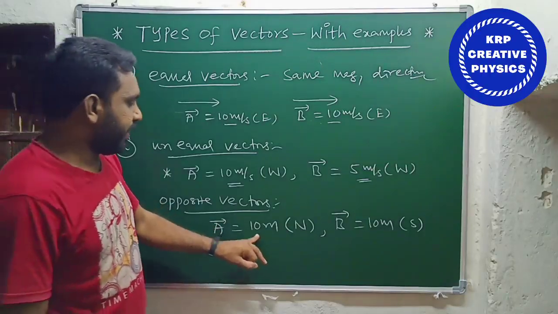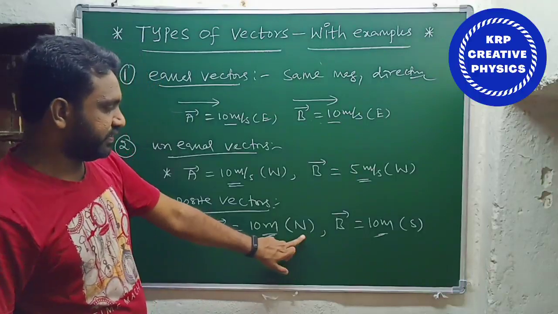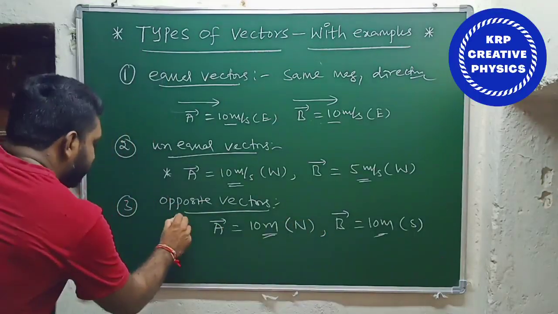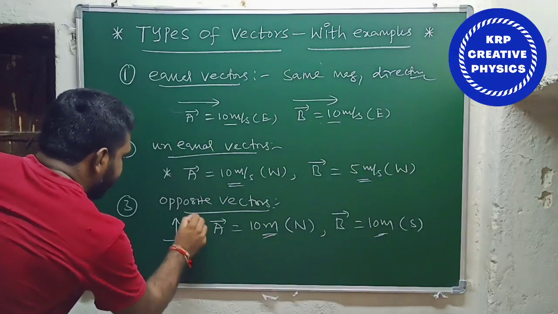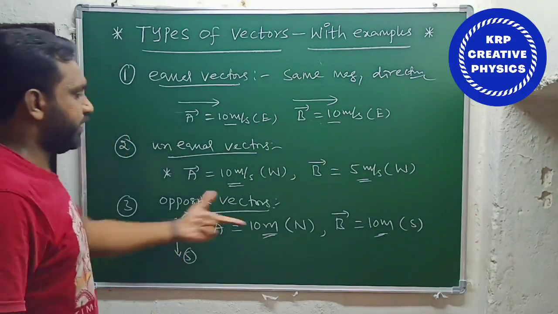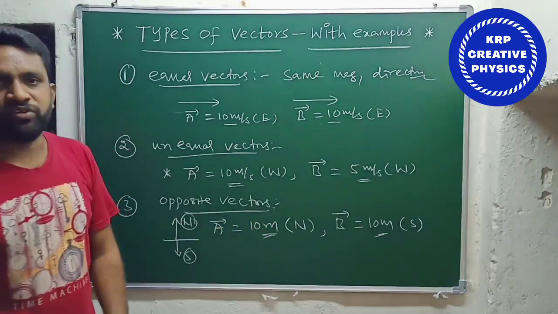They are having the same magnitude, but opposite in direction. It is along north, it is along south. North means upside, south means downside. So they are having opposite direction, and then they are the best example for opposite vectors. So this is regarding opposite vectors.